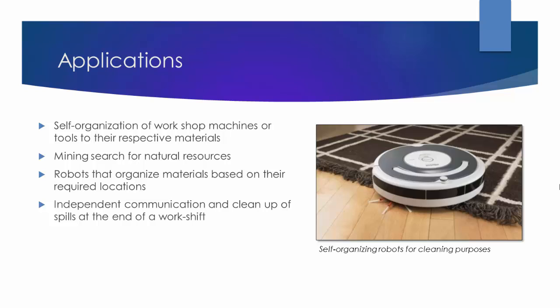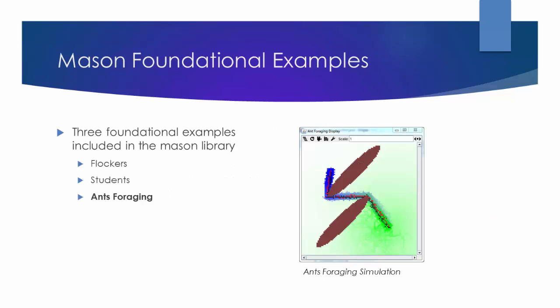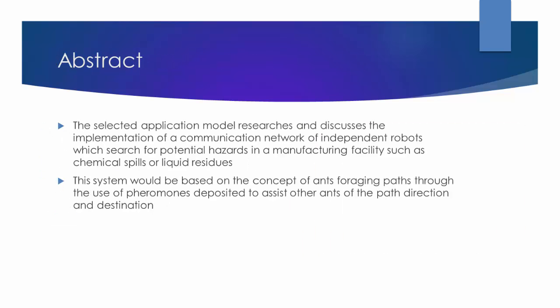And for our abstract, the selected application model that we have determined to use researches and discusses the implementation of a communication network of independent robots that search for potential hazards in a manufacturing facility, such as chemical spills or liquid residues.